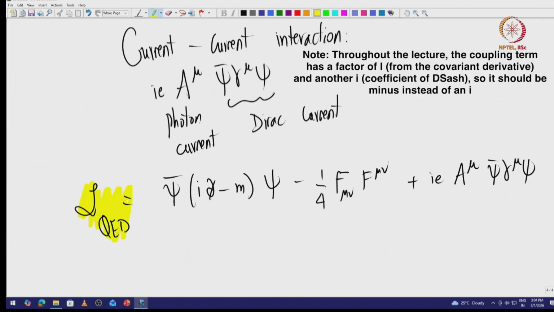Okay. This is the quantum electrodynamics Lagrangian. So, it is a theory of just electrons and photons. Okay. QED is a theory of just electrons and photons.